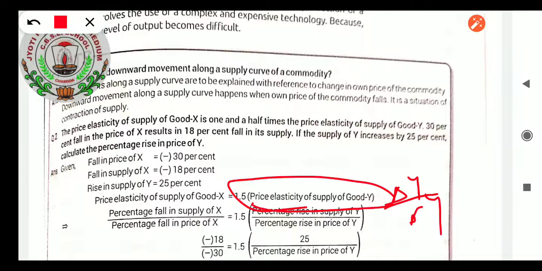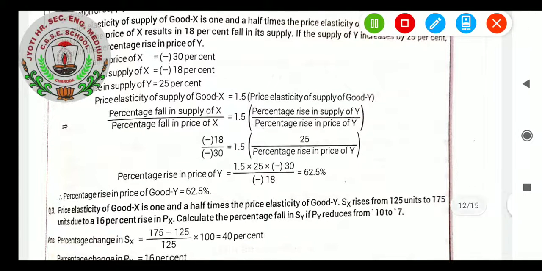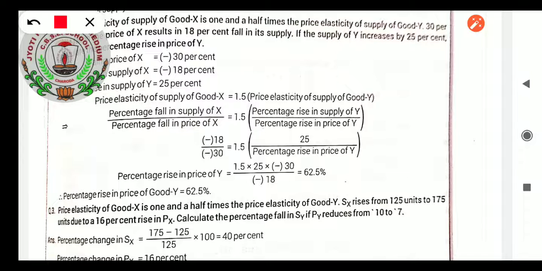Change in Y upon Y divided by change in S upon change in supply of Y upon Y divided by change in price upon P. If we apply this formula, what values will we get? Here we got percentage change in supply of X, 30, and price minus 18, 1.5 into, because it is the relation between goods X and goods Y.